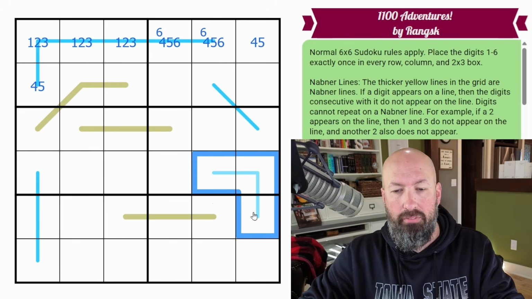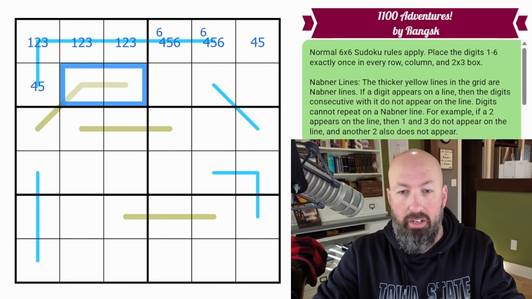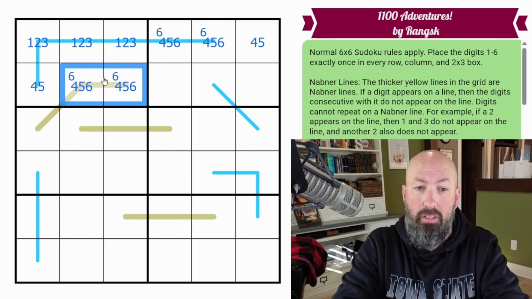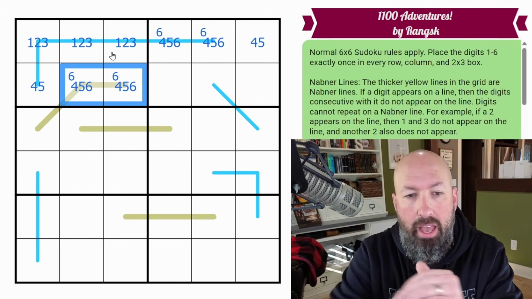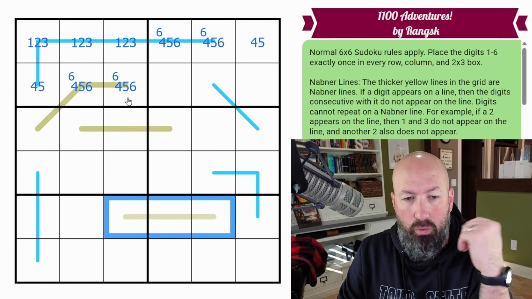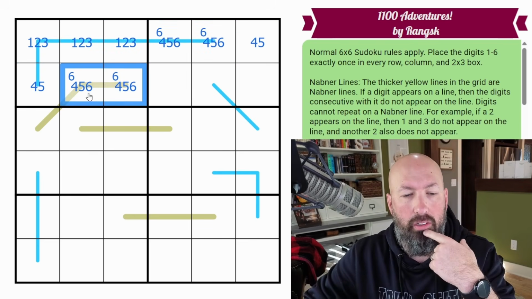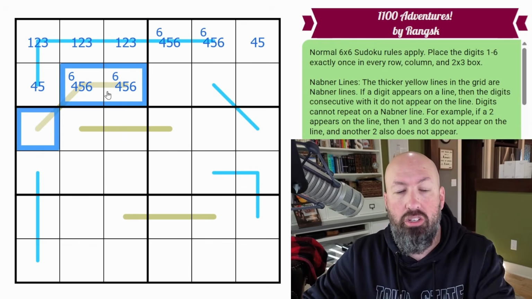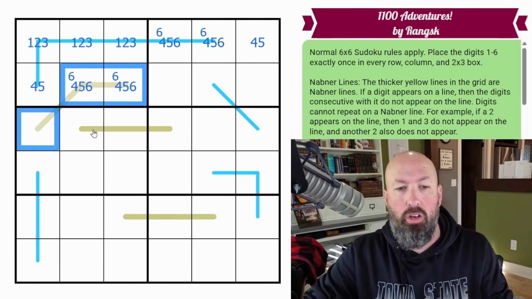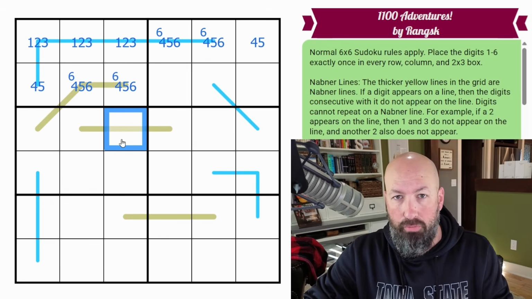I feel like these aren't very helpful right now because there's a lot of ways you can do that. Oh, but there's a 6 here. This is 4, 5, or 6, and one of them is a 6. So the thing about Nabner lines is, if you think about it, these are all 3 cells long because that's the longest you can do. You can try to figure out a way to do a 4-length Nabner line in a 1 to 6 Sudoku. In a 1 to 9 Sudoku you can have longer lines, but essentially you can think of this as 3 sets of pairs of numbers. You're going to have on all of these lines a 1 or a 2, a 3 or a 4, and a 5 or a 6.